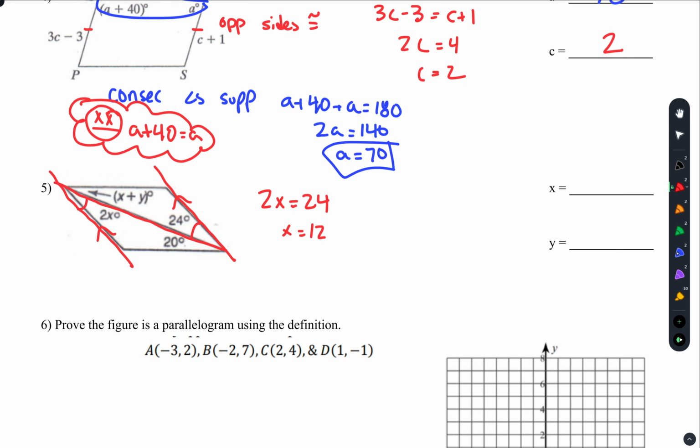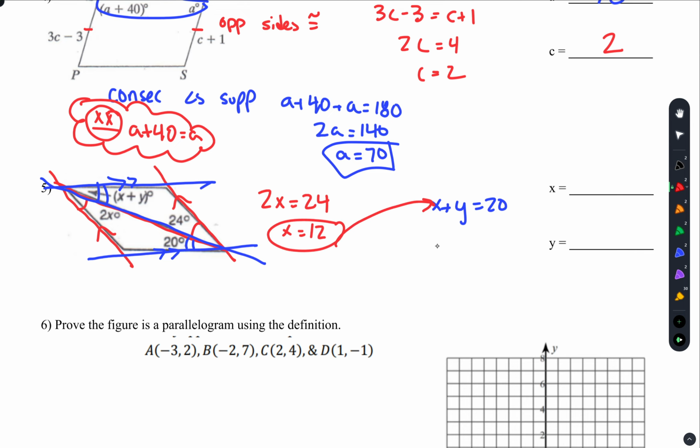And then using that same logic, if I choose these as my parallel sides, and that's still my transversal, then I should also be able to get that x plus y equals 20 by alternate interior angles. How do I find y now? I'm going to take what I found for x and plug it in. 12 plus y equals 20. Y equals 8. Any questions on that? Okay.